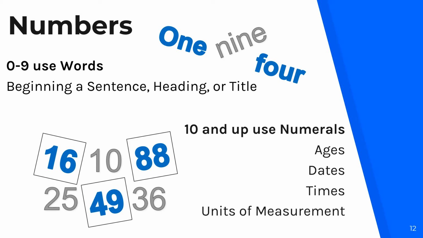Use words, such as one, nine, four, for numbers 0 through 9, and numbers beginning a sentence, heading, or title. Use the numerals 10, 25, 36, etc. for numbers 10 and above, along with numbers used with units of measurement. For example, 3 inches, times, 1 hour, 34 minutes, ages, 2 years old, and dates, March 6th.